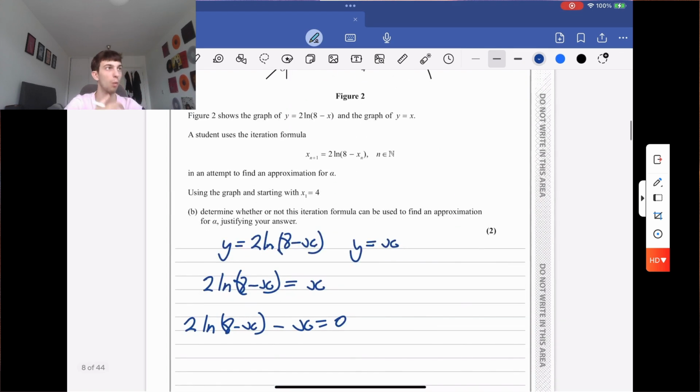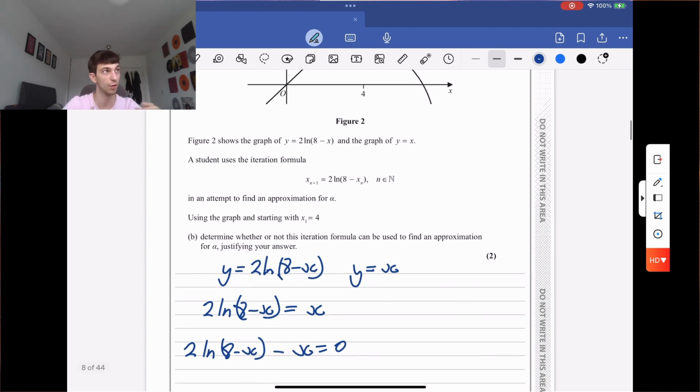Therefore, because our y equals x line would return a larger y value than the curve, whose y value would be 2 ln 8 minus x, this equation here, ignore the 0, would return a negative value, because we'd be taking away a larger value than what the function of the curve would give us. I hope that makes sense.